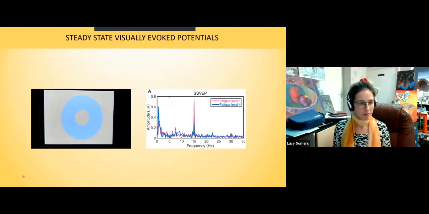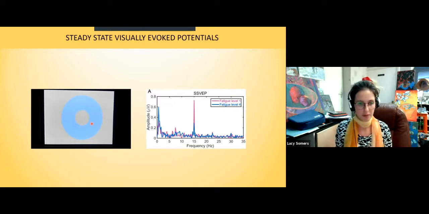This disc would be flashing at a particular frequency, and this is what you look for in your data.